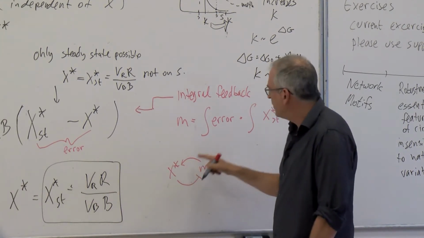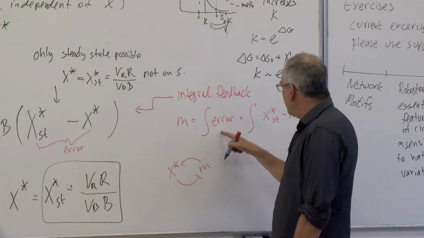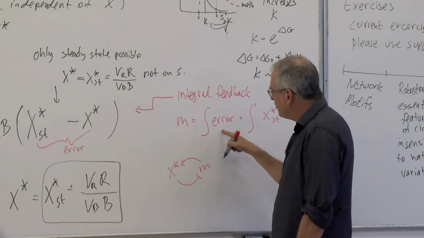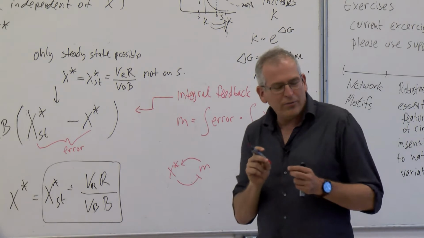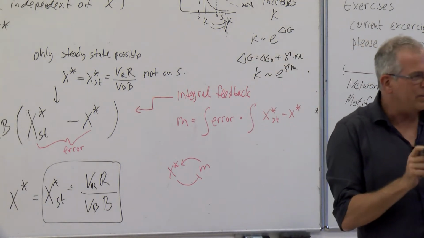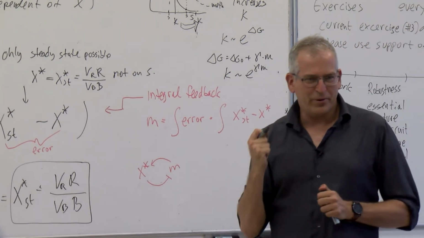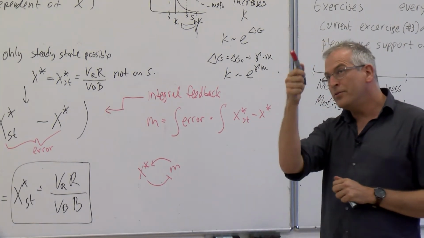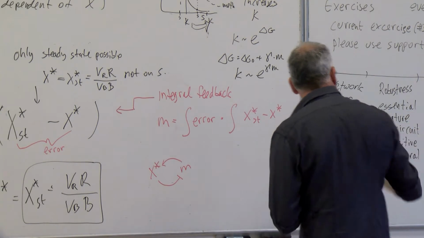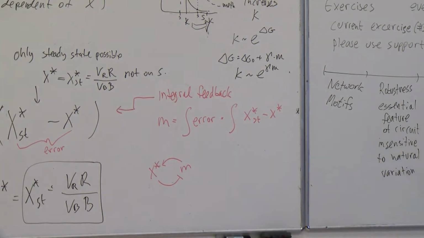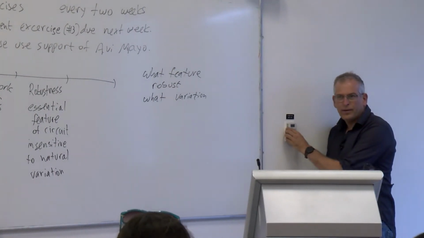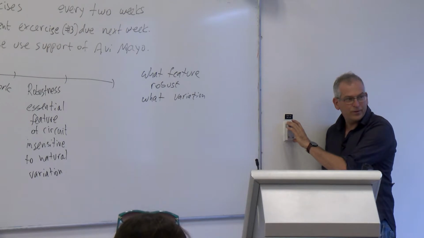And then m increases activity back. The reason this is such a powerful feedback is that as long as you have any error, as long as X star is a little bit different from X star steady state, this integrator will keep working. So it's very powerful, and that's what engineers use in this room. Here, at the beginning, you asked me to put on the air conditioner, so I punched in here 25 degrees. This is the steady state that I want.